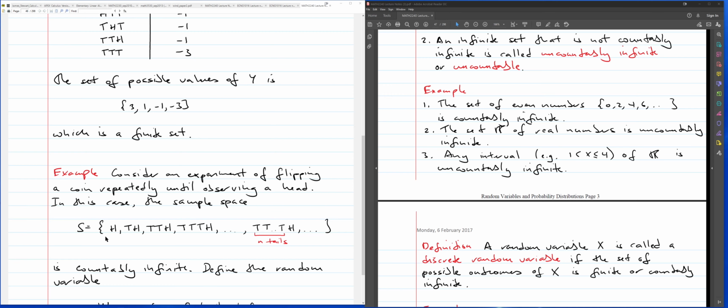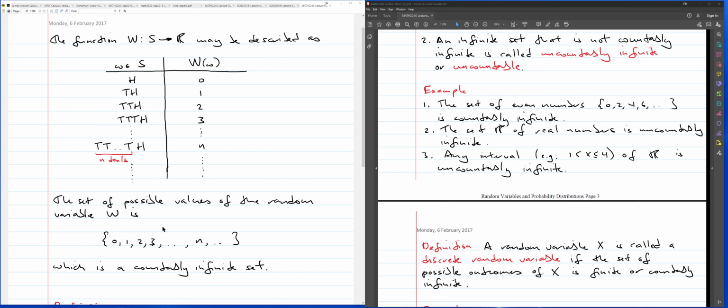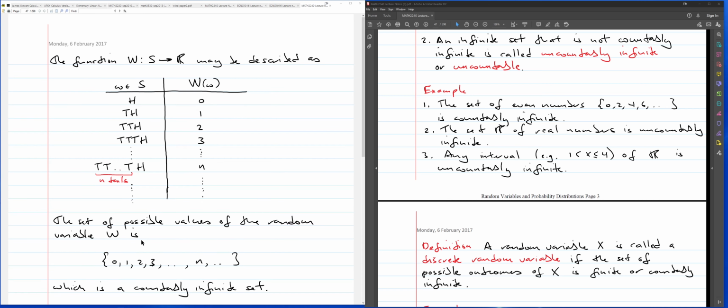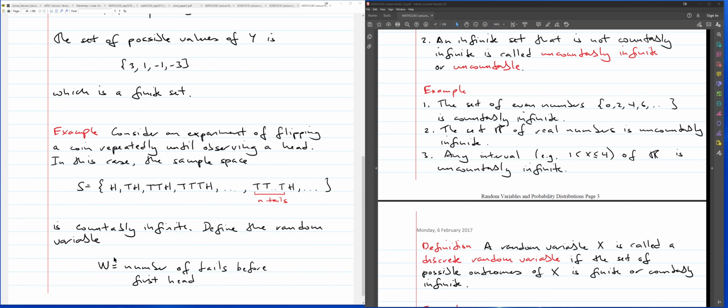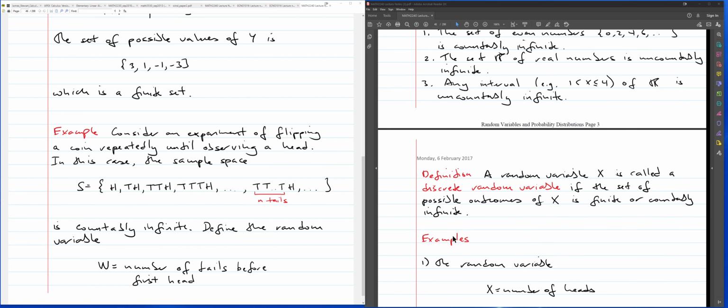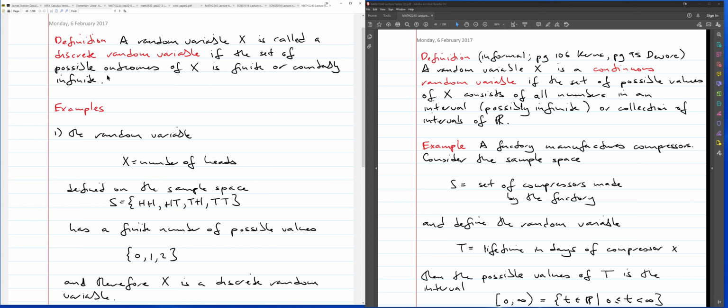In this other experiment, even though you have an infinite set, when you look at your outcomes, it's a sequence of outcomes. It's an infinite sequence, and the set of outcomes is countably infinite. So this random variable w is also a discrete random variable. A discrete random variable, as we just saw, is a random variable when the set of possible outcomes is finite or countably infinite.